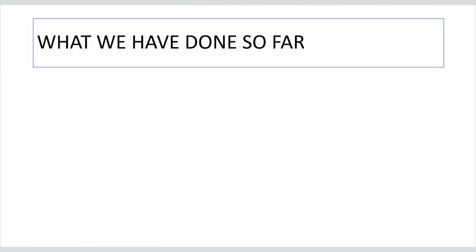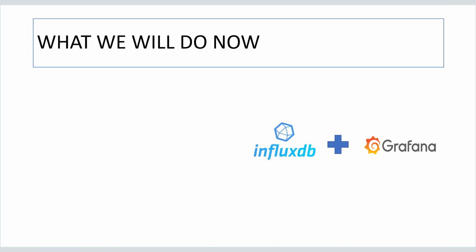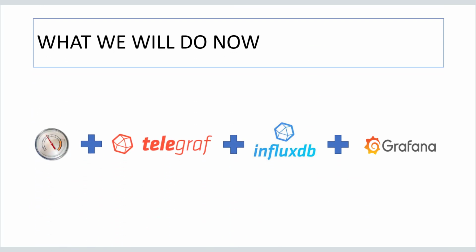What we have done so far in this series, we have installed InfluxDB, we have installed Grafana, and we have seen, with the help of a sample database, data visualization in Grafana, where data is fetched from InfluxDB. So what we will do now, we will install Telegraf on Windows and then we will fetch Windows Perfmon data, send it to InfluxDB using Telegraf, and then we'll visualize it using Grafana.